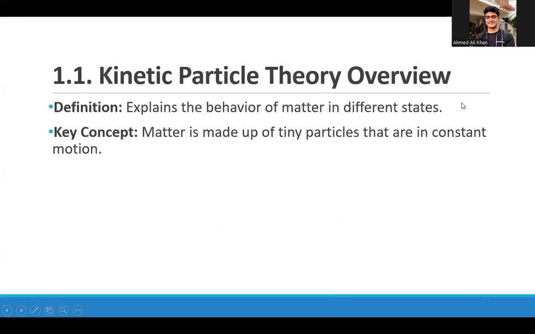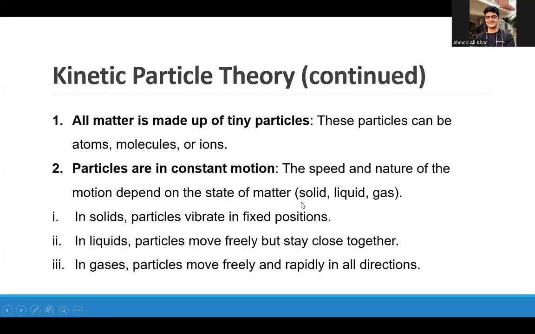First of all, we'll go over the kinetic particle theory, which is a very important component of O-levels chemistry. Kinetic particle theory basically explains the behavior of matter in different states, and it has certain points that you need to remember. You need to learn these points by heart, because you are tested on kinetic particle theory.